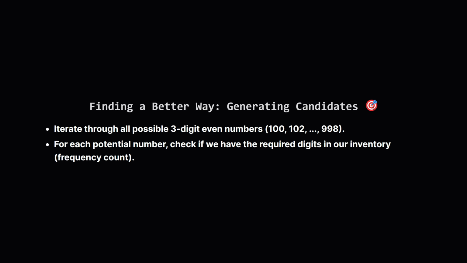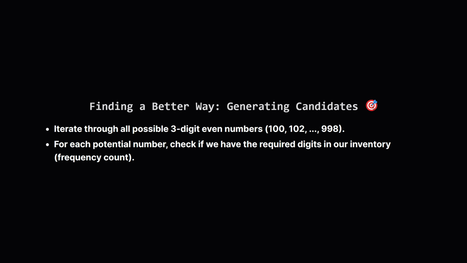Now that we have our digit inventory, we can flip the problem around. Instead of building numbers from digits, let's test potential numbers. What are the possible numbers we could form? They have to be 3 digits, even, and not start with 0. So the smallest is 100. The next even one is 102, all the way up to 998. We can just loop through all these potential candidates.